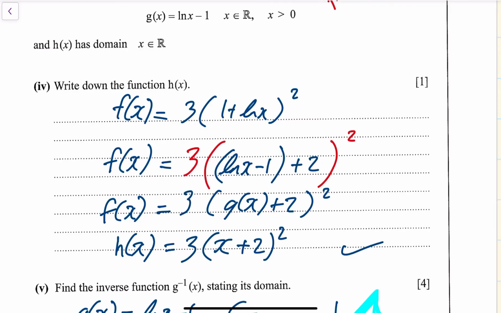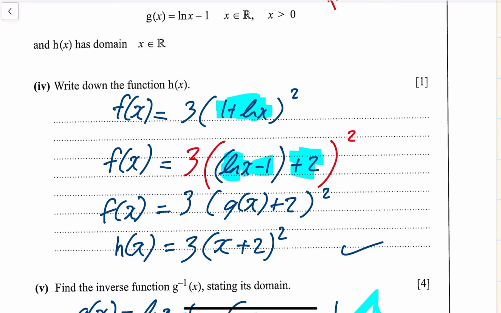Your next bit is we want to change that to get it into the form that they want. So I want to have my g of x written in its form. They'd written g of x as ln x minus 1. So all I've done here is I've changed 1 plus ln x, I've written as (ln x minus 1) in a bracket, that's my g of x, and then plus 2. You can see the bits highlighted in blue are mathematically equivalent to each other.